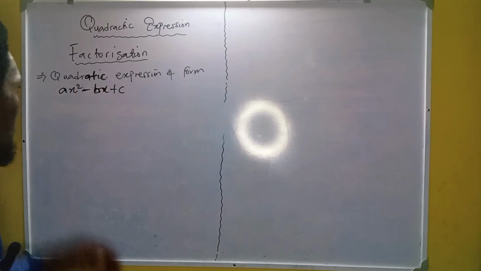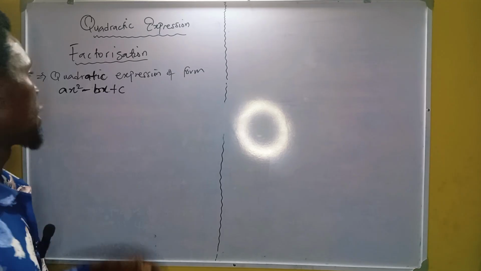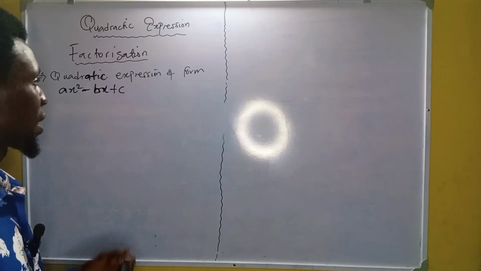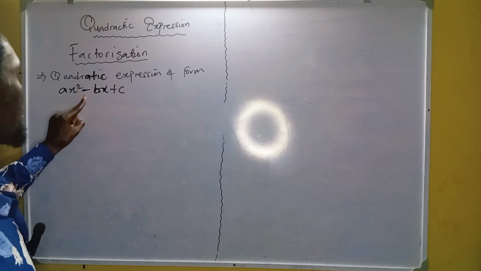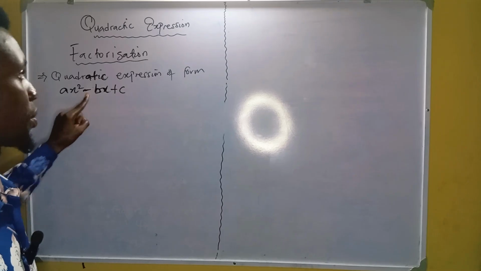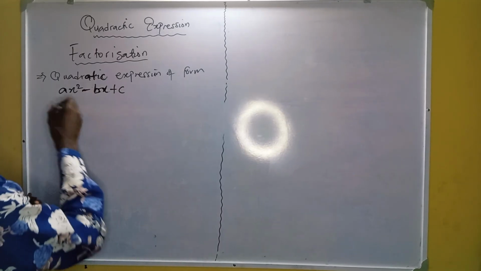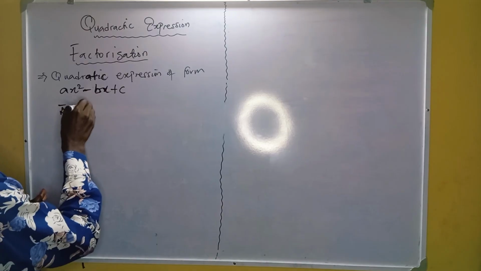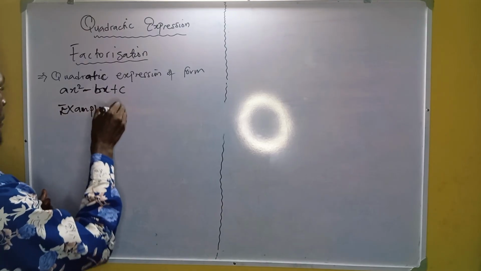Welcome viewers. Today we'll be considering quadratic expressions of the form ax squared minus bx plus c. In our last video we considered quadratic expressions of the form ax squared plus bx plus c. See the difference? It's only the sign in the middle term. So we will go with this example. That's example 2.